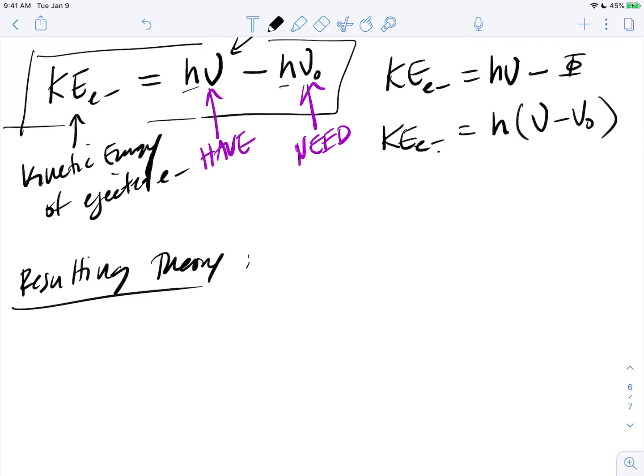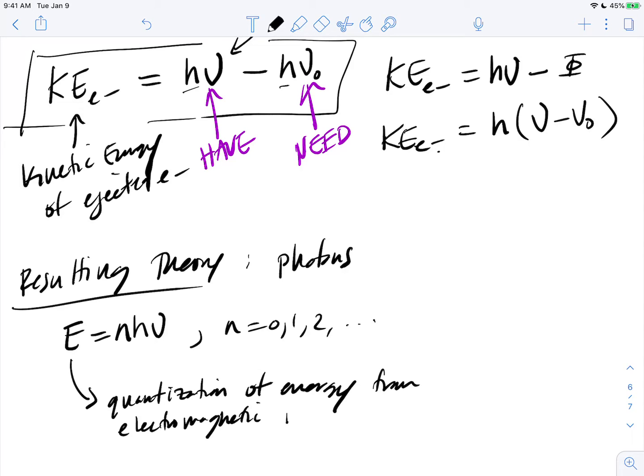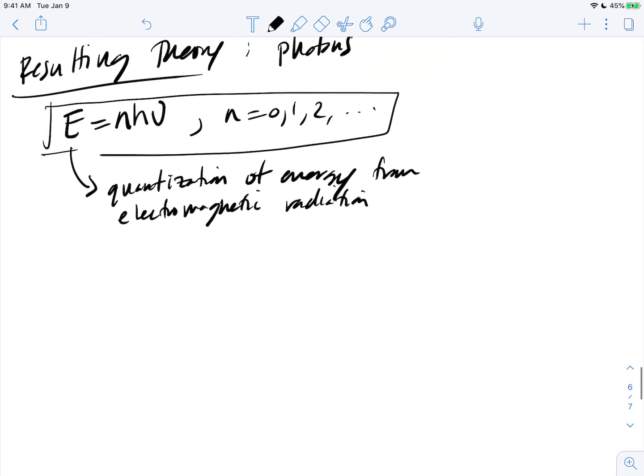was photons. Okay, so photons can be described in many ways. Mathematically, we can describe it as the energy of a photon is equal to n h nu, where n is a quantum number. It's 0, 1, 2, and so on. These are whole integer values. And so this is showing us that we have quantization of energy from electromagnetic radiation. That is showing you that electromagnetic radiation comes in quanta.